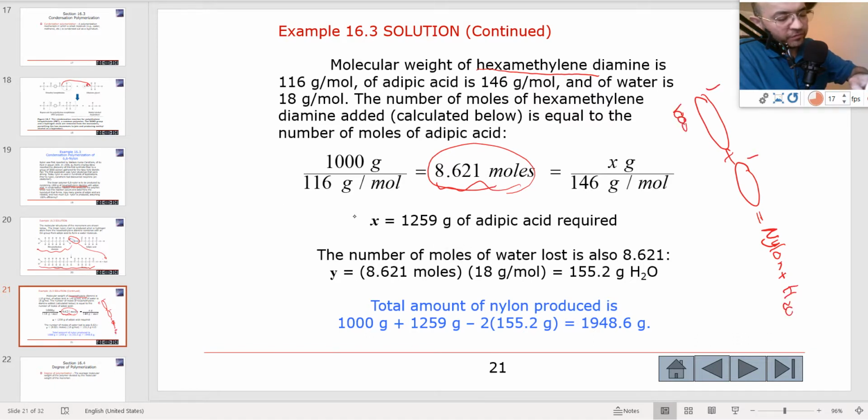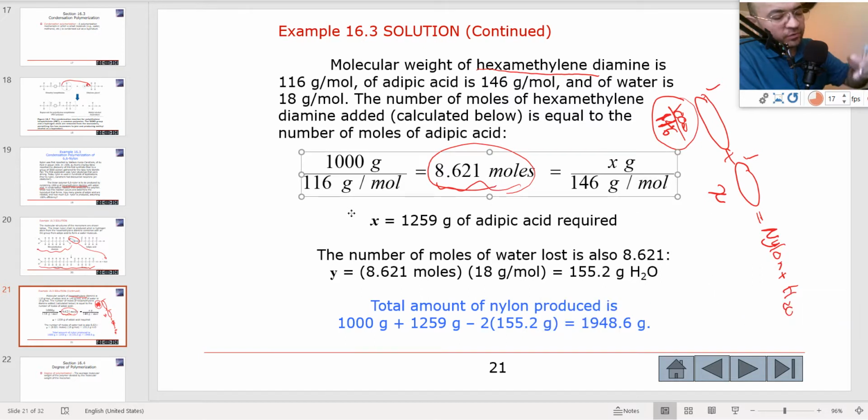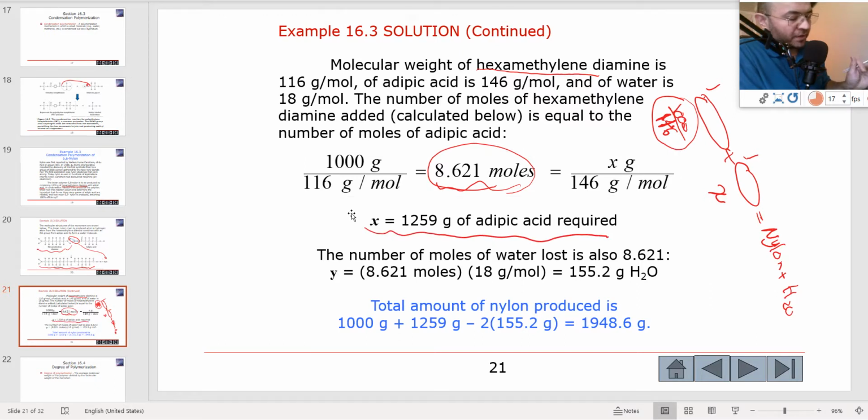Now I have 1000 gram of this, 1000 divided by 116. So this is the number of moles of this. Now I want to find the number of moles of that. It would be simply, because it's 1 mole of this to 1 mole of this, if you say down here X mole of this will be produced, X will be equal to 1000 divided by 116. Then you multiply it by 146 to get the answer in grams for adipic acid.